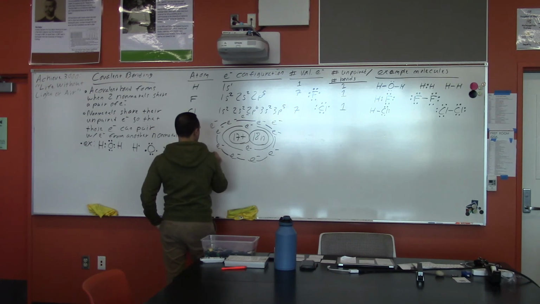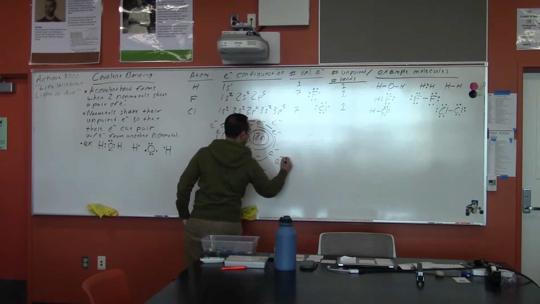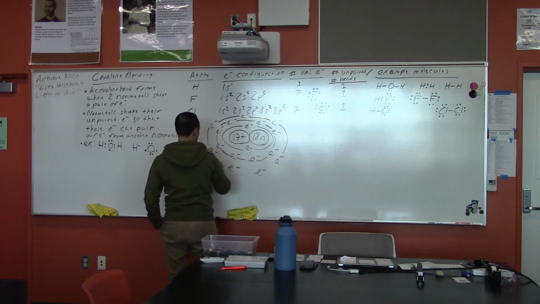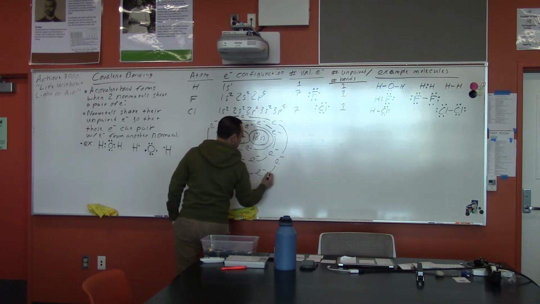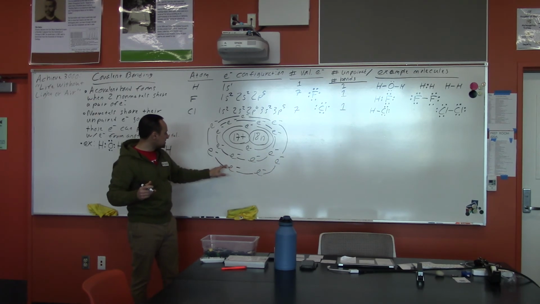Electron, electron, electron, electron, electron, electron. So you go boom, boom, boom. Let's make sure I got the count right. So 1, 2, 3, 4, 5, 6, 7.